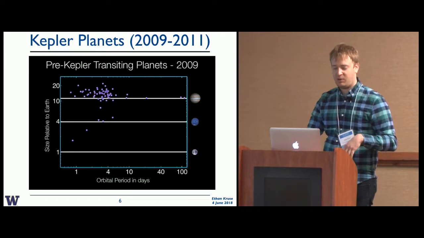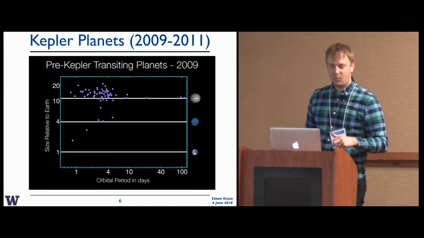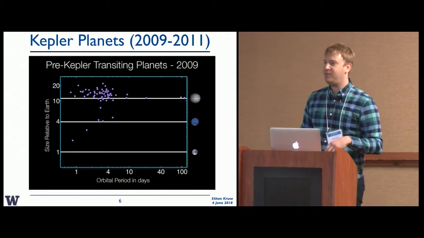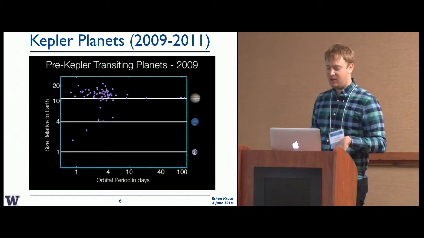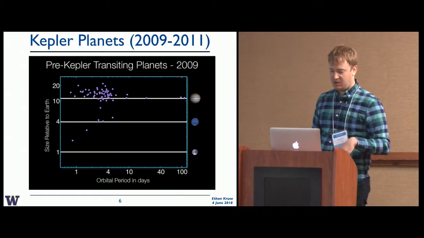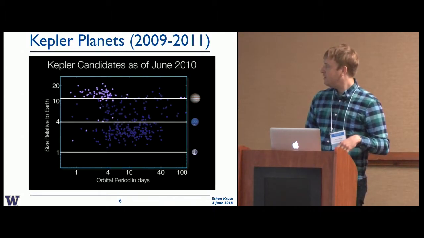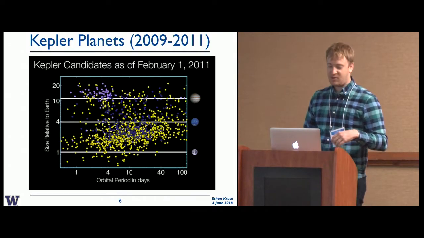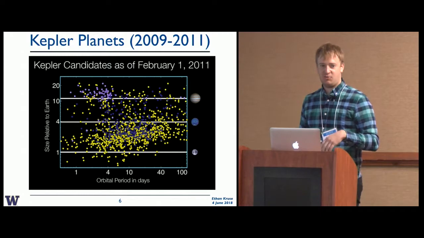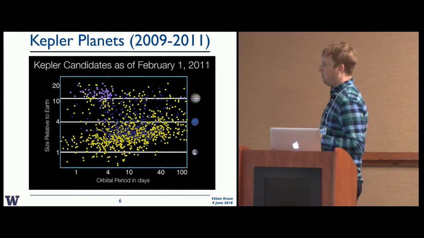And it worked. So this is a picture of where the state of transiting planets was in 2009 when Kepler launched. And there were a smattering of them, but most of them were Jupiter-sized. And there's just not that many on there. If we move ahead, there we go. So that's after 2 years of Kepler data, half of the Kepler data, and you can see that it just revolutionized the field of transiting planets and added hundreds more.